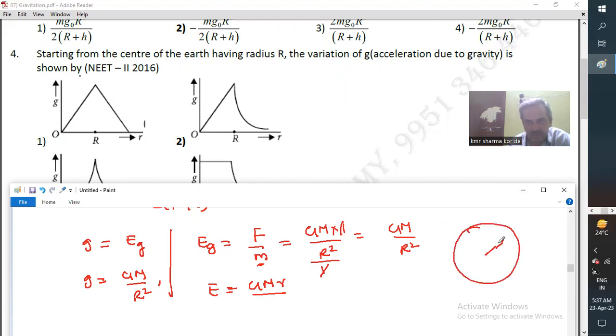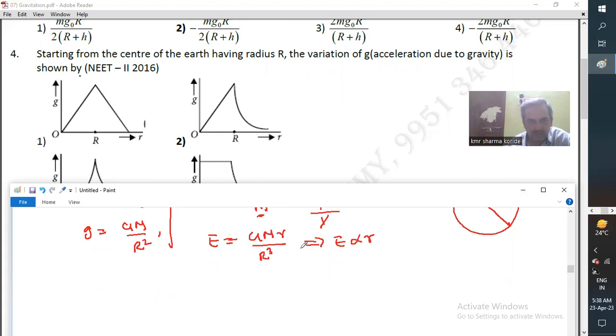So at a distance r which is less than the radius of the sphere, this is the expression. It is going to be proportional to r cube. So therefore, till the top of the sphere, E is proportional to r. It means g is proportional to r.